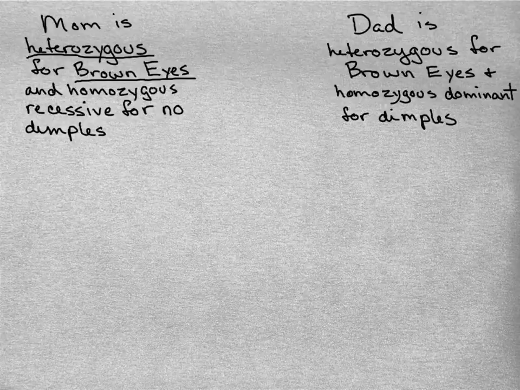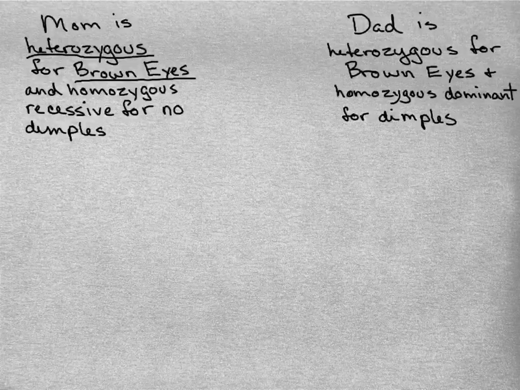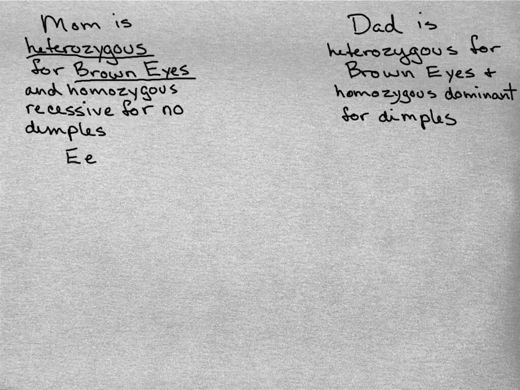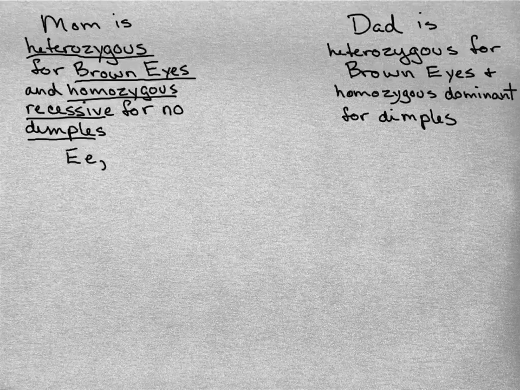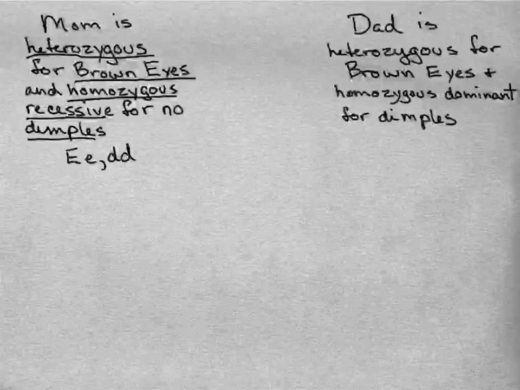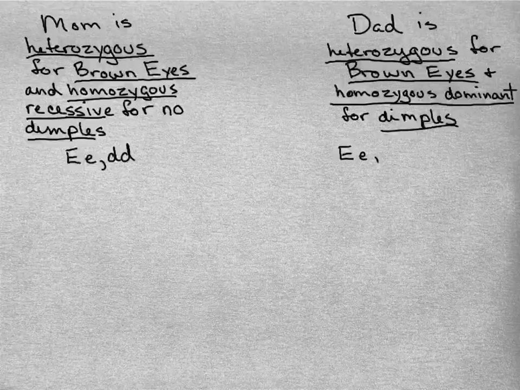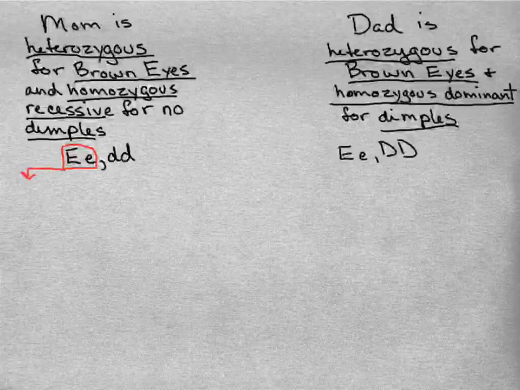Heterozygous, hetero means different, for brown eyes. So we must have one capital letter and one lowercase letter. Mom is homozygous recessive for dimples. Homo meaning same, recessive meaning lowercase letters. So she must have two little d's. Dad is, again, heterozygous for his brown eyes. So he must be big E, little e. And he's homozygous dominant. So he must have two uppercase D's.